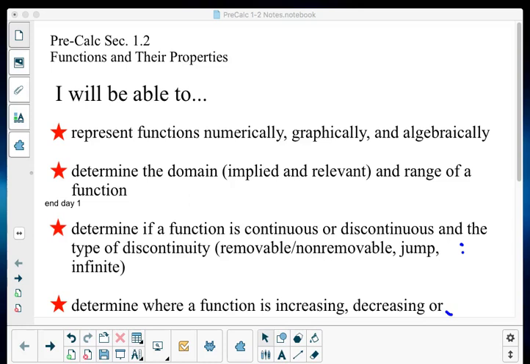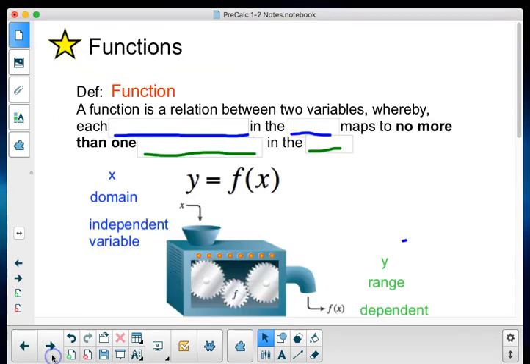Okay, so we're going to take notes on section 1-2, day 1. And if you look at the 1-2, day 1 stuff, we're talking about I will be able to represent functions numerically, graphically, and algebraically. Determine the domain, implied and relevant, and the range of a function. I'll read the rest, but we're going to do that tomorrow.